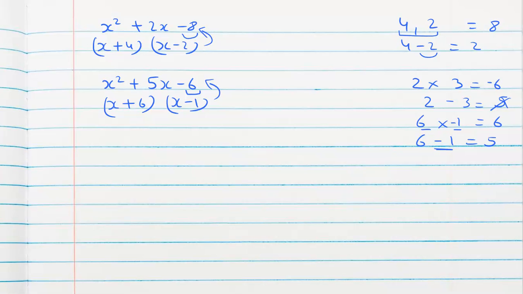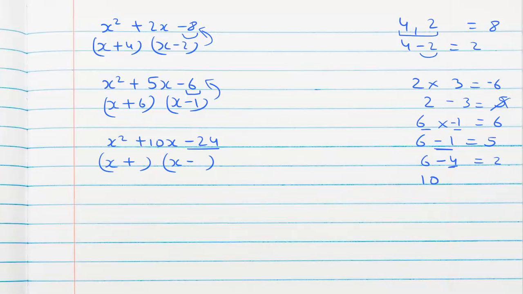Let's take a look at one last example using this, where the last term is negative. We have x squared plus 10x minus 24. Again, the last term is negative, so the bigger factor will be positive and the smaller one will be negative. So you can think of 6 times 4, but when you subtract 6 minus 4, because 4 is the smaller number, that's why it has the negative sign, we get 2.